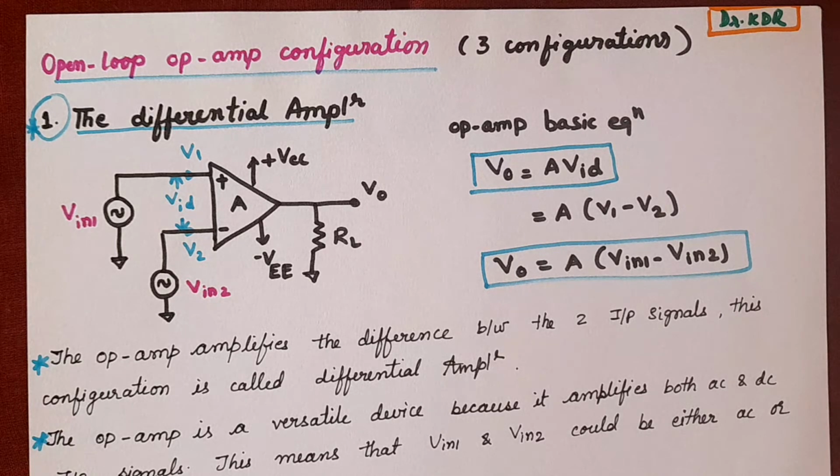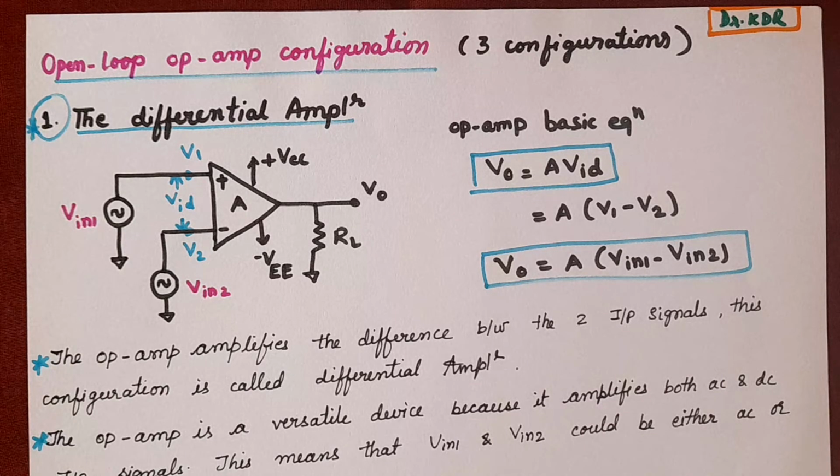In these three amplifier configuration modes, you will be learning what the output equations are in each configuration. In this class, you will be learning to write the output voltage equation of the differential amplifier configuration, inverting amplifier and non-inverting amplifier. So let us start with the three configurations of open loop op-amp.